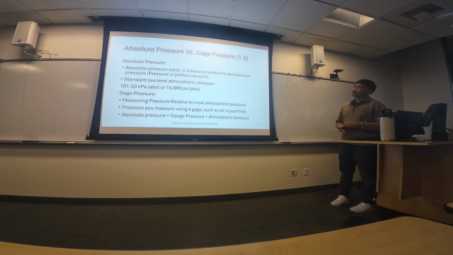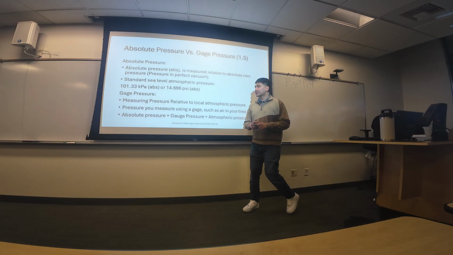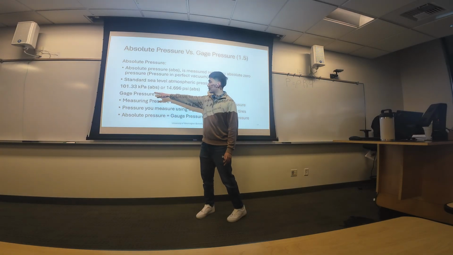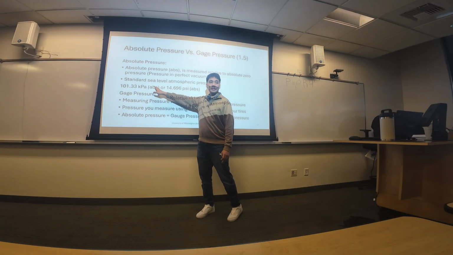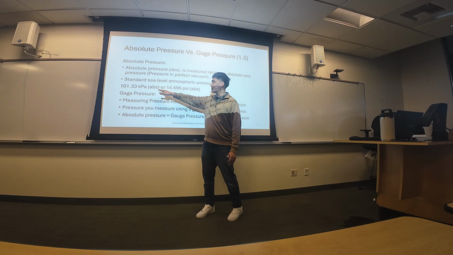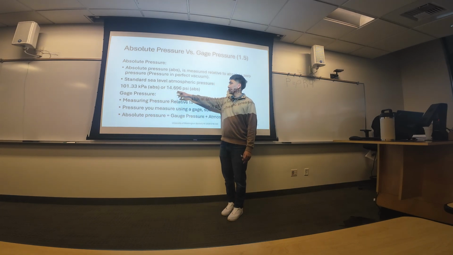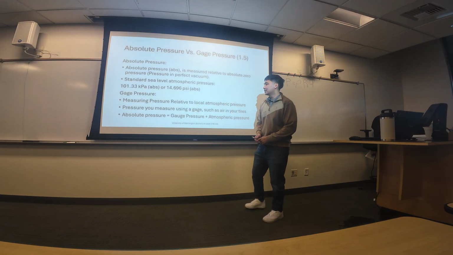Okay, absolute pressure versus gauge pressure. Absolute pressure is measured relative to absolute zero pressure, which basically means a perfect vacuum. Standard sea level atmospheric pressure, you probably saw this in thermo as well, right? 101.33 kilopascals. And they write (abs) in parentheses in your textbook and problems just to show it's absolute. Or 14.696 pounds per square inch, also absolute.